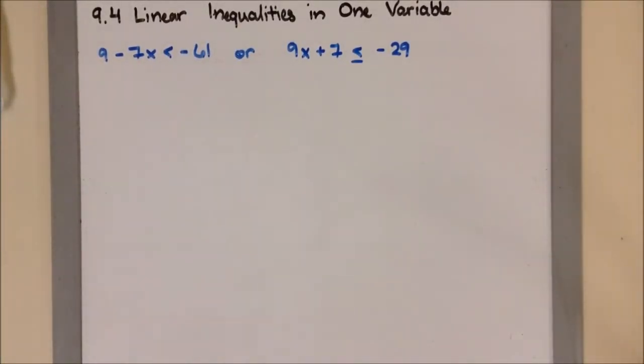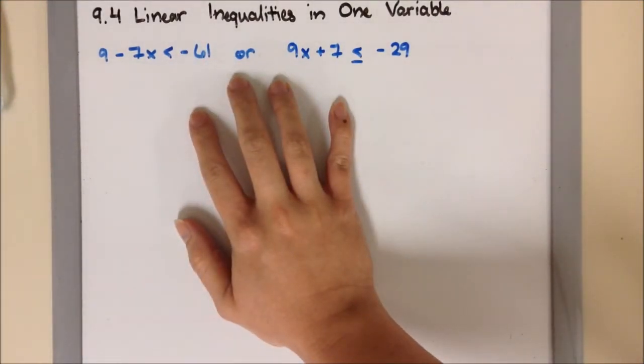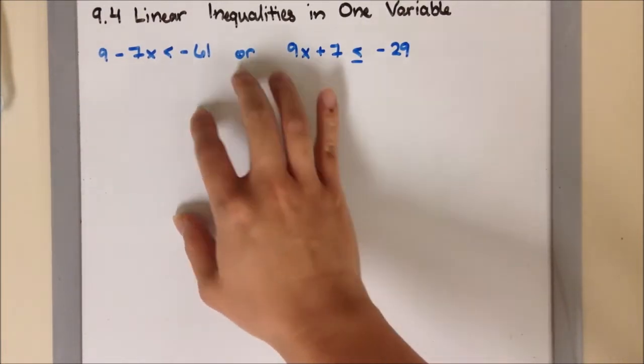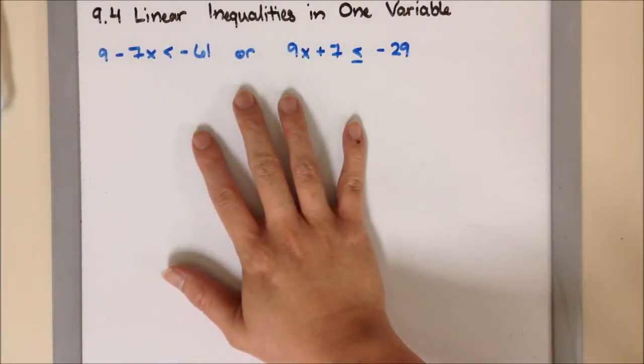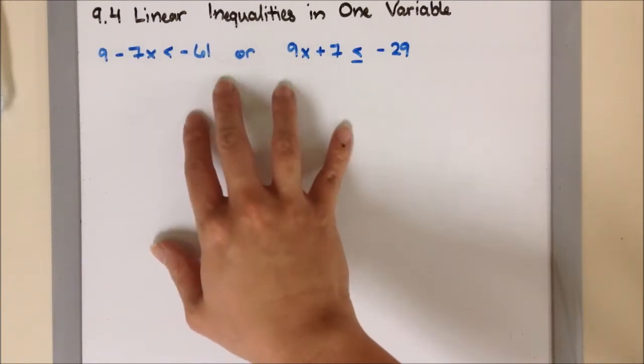In this next part for linear inequalities in one variable, we have a compound inequality with the OR function. When it says OR, that means that whenever you solve, you may have two answers or you may have just one answer.